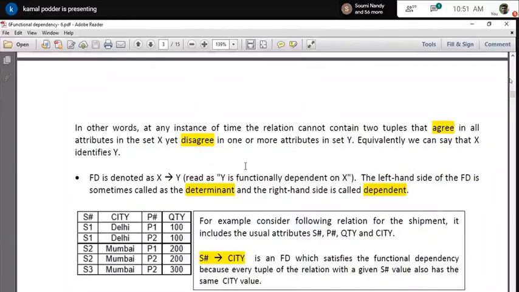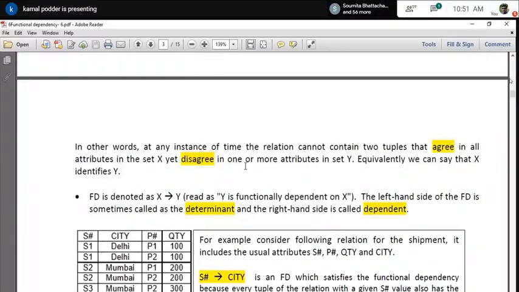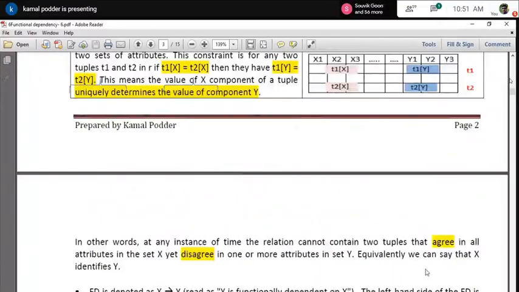In other words, at any instance of time, the relation cannot contain two tuples that agree in all attributes in the set X, yet disagree in one or more attributes in Y. Why does instance of time come into the picture? Because for a table, you are always updating the records. At a particular time you see the table and examine it. If there is an agreement in X, then there cannot be inequality in Y. Only then can you say it holds.